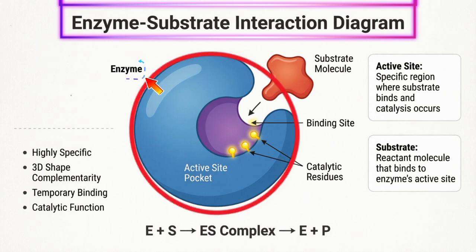First, let us identify our main characters. On the left, we have the enzyme. This large blue structure is a protein. Its job is to act as a biological catalyst, meaning it speeds up reactions without getting used up itself.